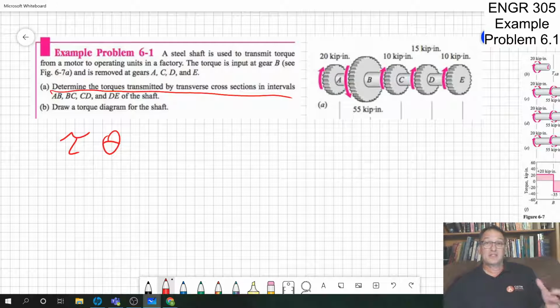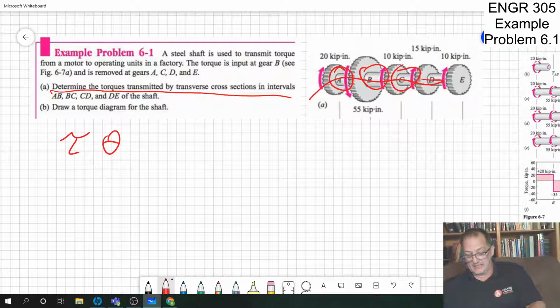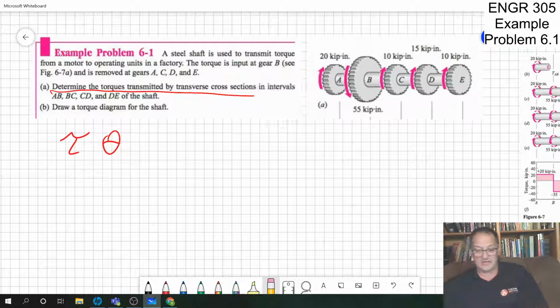Essentially, this is a wedding cake problem with 4 layers. A, B, B, C, C, D, and D, E. We've got 5 gears, but it's the places in the middle that are transmitting the torques. And so that's what we have to understand.